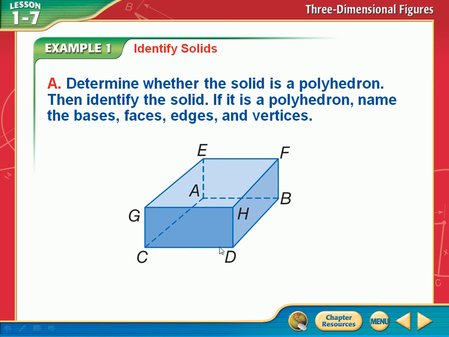Name another base, the bottom of it. Let's start at A: A, C, D, B. So that would be the 2 bases. Everybody see that? What about the faces or the sides of it? Let's talk about this front one looking at us. It doesn't matter what order you go. I could go G, C, D, H or I could go G, H, D, C. It doesn't make any difference.